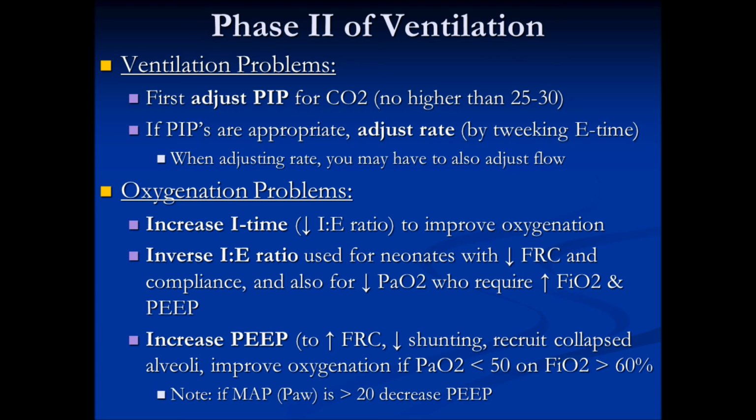You could also inverse your IE ratio to help with oxygenation. And this is used for neonates that have decreased FRCs and compliance problems. We also use it for babies whose PaO2 keeps dropping and requires increased levels of FiO2 and increased levels of PEEP, just like we do with adults. When you are finding yourself chasing your tail by being greater than 60 on the FiO2 and high levels of PEEP, then we consider inversing the IE ratio. Same thing for neonates.